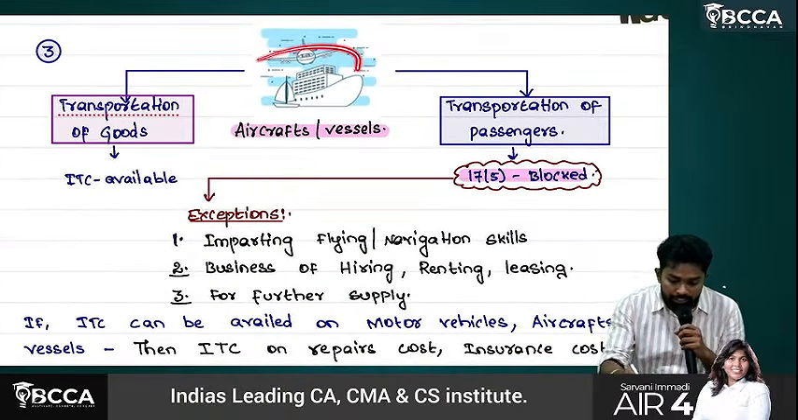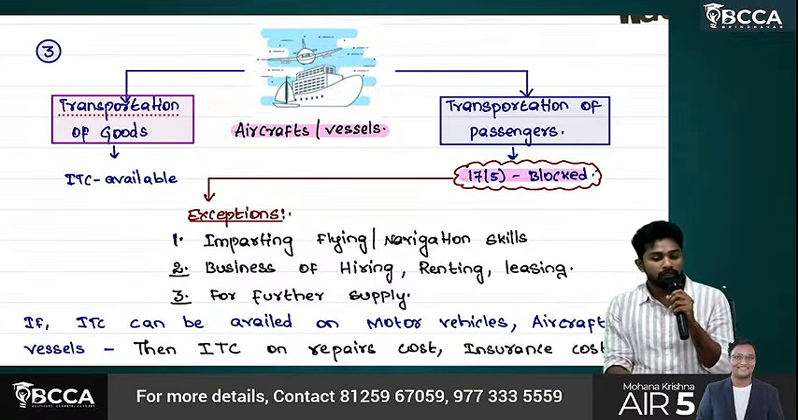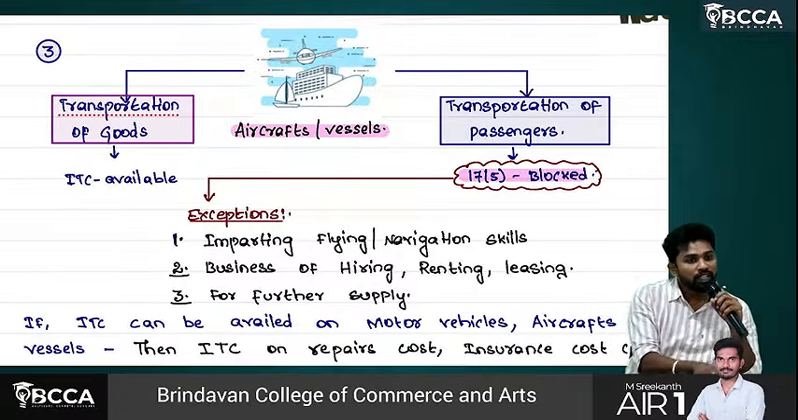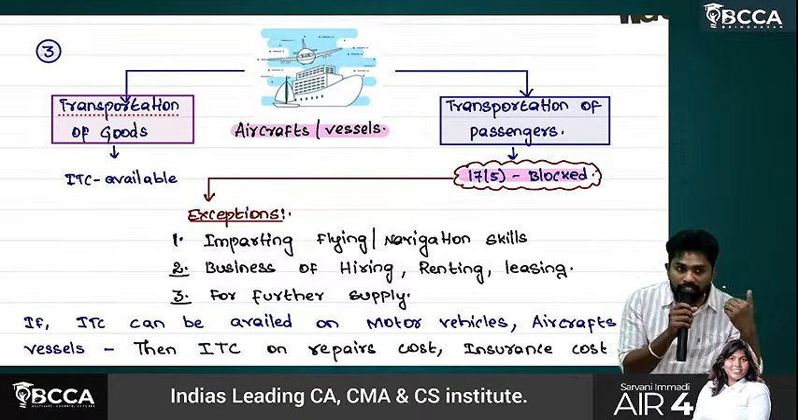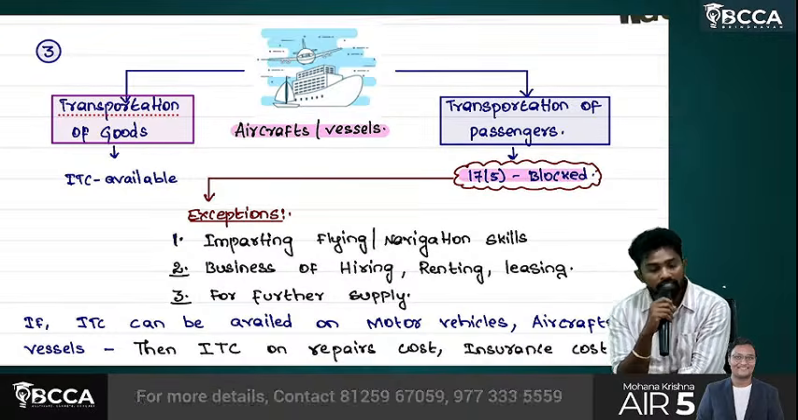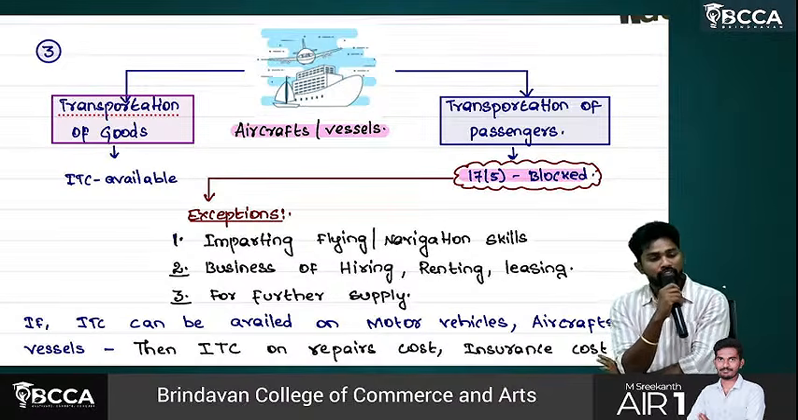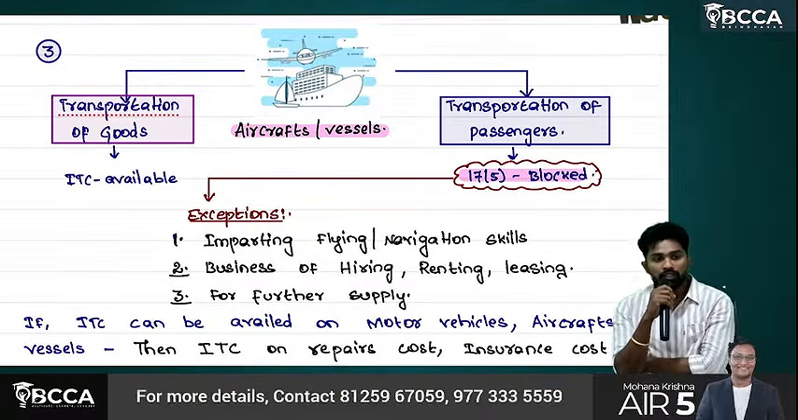Then come to aircrafts and vessels. For aircrafts and vessels, we need to check what? Again, same thing. Meant for transportation of goods or passengers. Meant for transportation of goods, ITC is available. Meant for transportation of passengers, then ITC is not available. Meant for transportation of passengers, usually not allowed. But again, three exceptions. What?